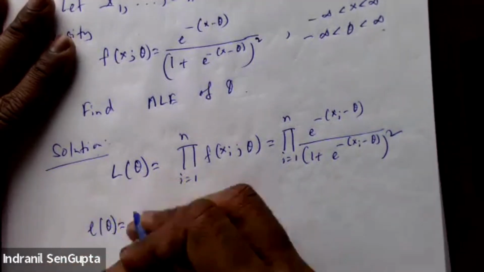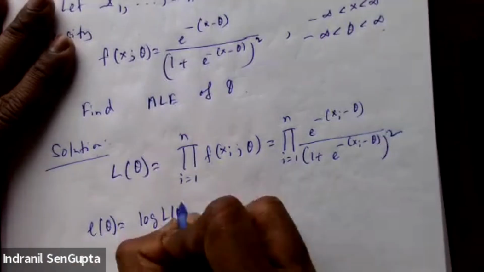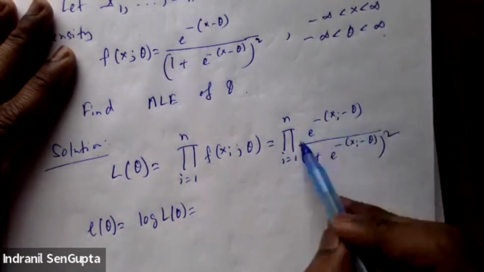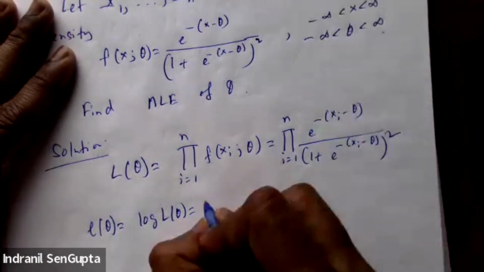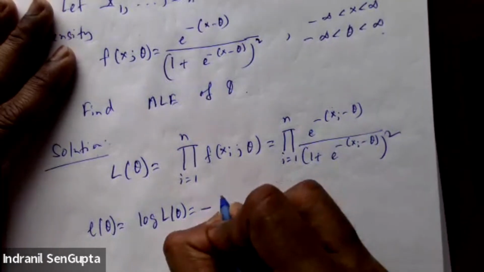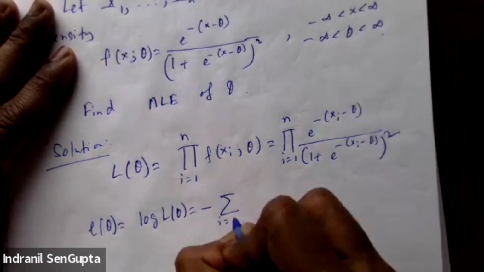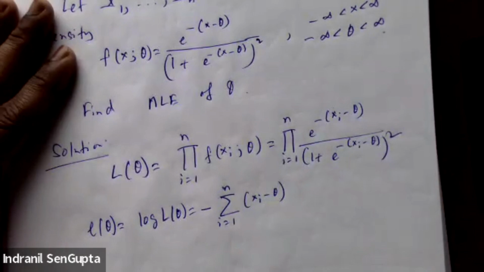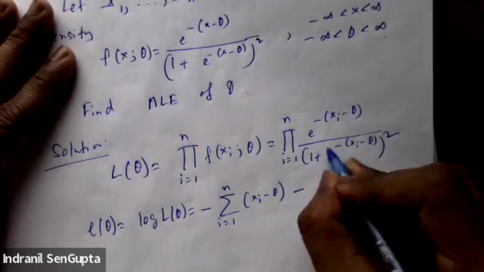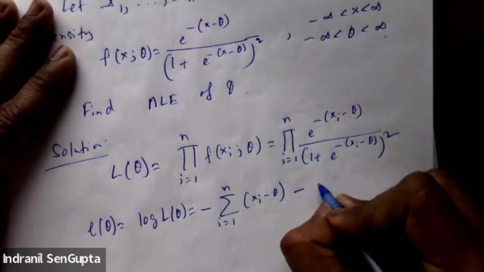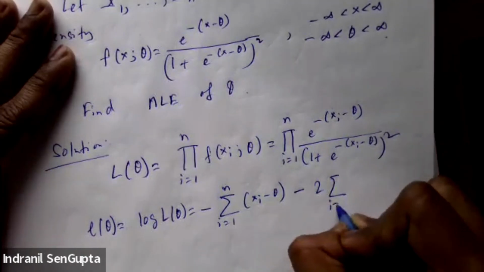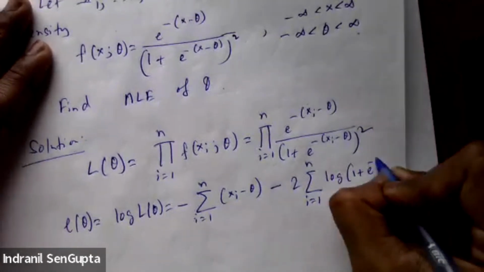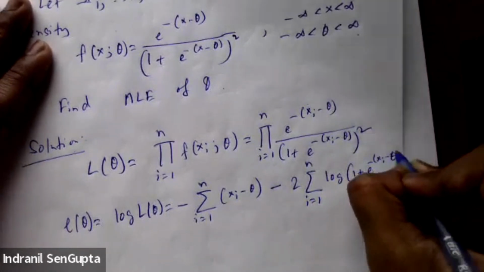Right? Little l(theta) is the log of L(theta), which will be in terms of a summation. So basically I have minus the summation over i from 1 to n of (xi - theta), and then minus, I have to compute this one, so it's 2 times the summation over i from 1 to n of log(1 + e^(-(xi - theta))).